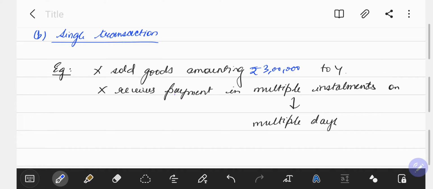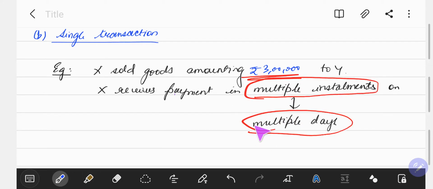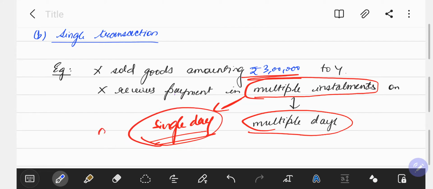Let us continue our earlier example. X sold goods to Y amounting to 3 lakhs. Now X receives the payment in multiple installments and multiple days also. In the earlier example, X had received the payment in multiple installments on a single day. Now, if it is a single day, then the condition of clause A is violated. If X receives the payment on multiple days, even then the condition of clause B is also violated.